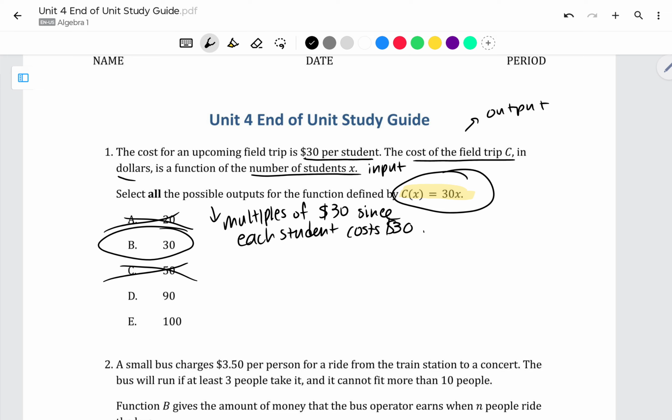If 3 students go, 30 times 3 is 90. If 4 students go, 30 times 4 is 120. So 100 is not possible. So the only two possible values here are 30 and 90.